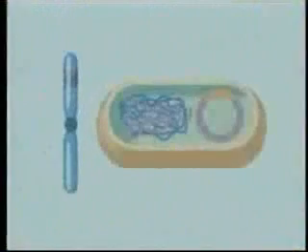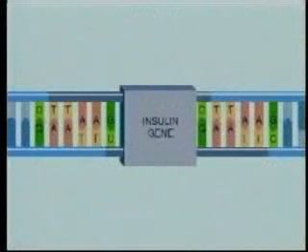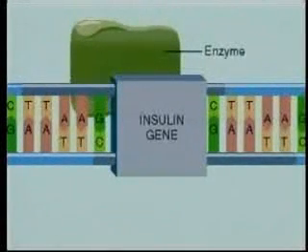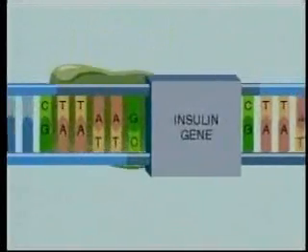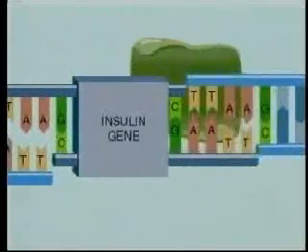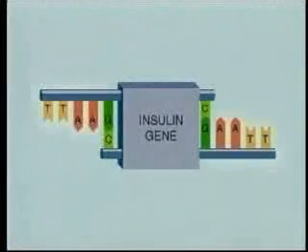Human insulin can be produced by transferring the human insulin gene into bacteria. The human insulin gene is bordered on each side by a specific sequence of bases, GAATTC. A special enzyme added by a scientist recognizes this sequence and cuts the DNA on either side of the insulin gene. This isolates the insulin gene and leaves two segments of bases on either side.